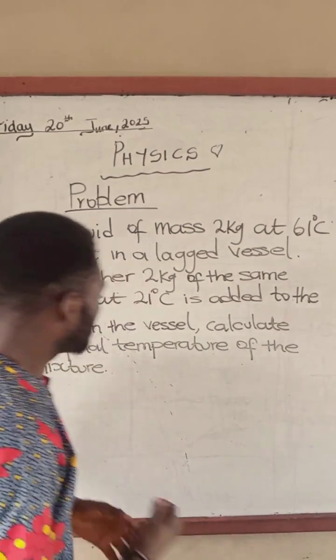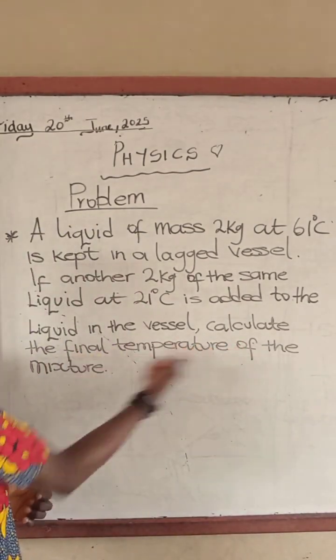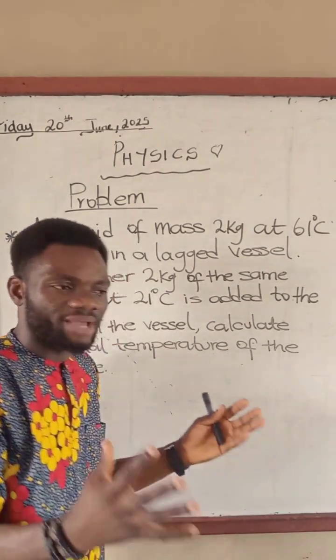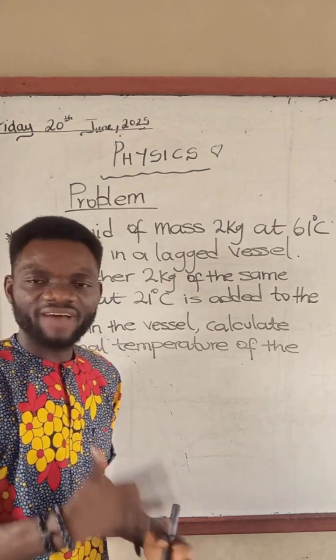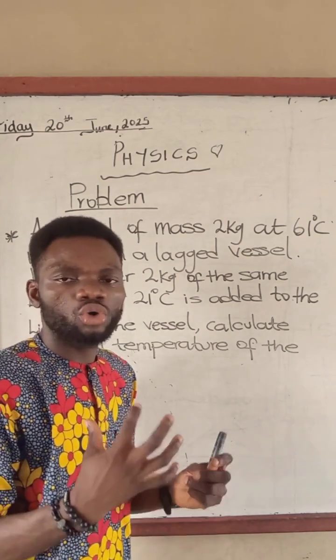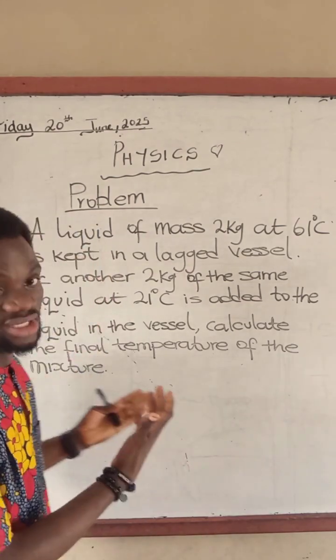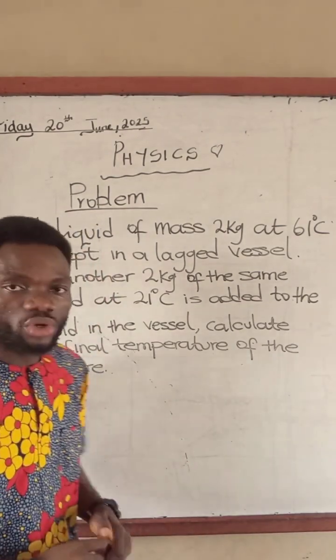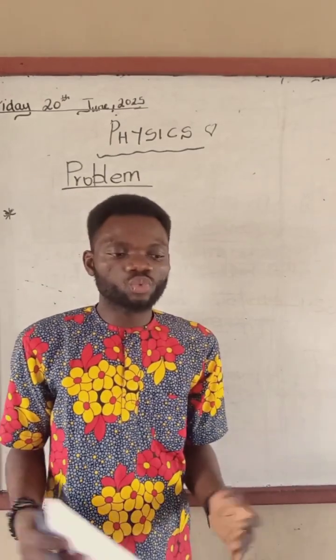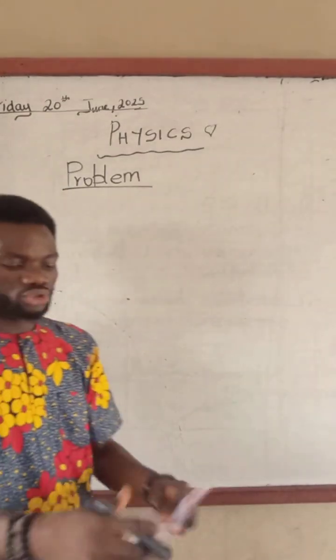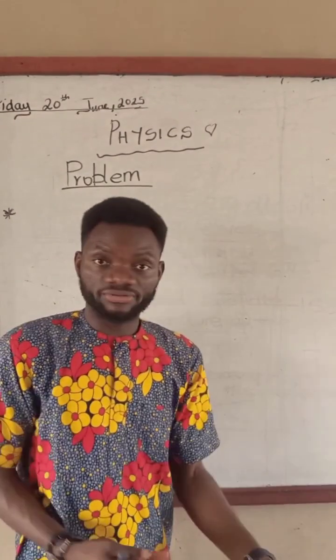So we are going to calculate the final temperature of the mixture at the end of the day. When both of them have been mixed, after some time, what temperature will the combined liquid have? That's what the question asks. So we are going to be solving that. There's one thing we must do to solve this particular question. You can see I've cleaned the board, so I'll just consult my question from here.